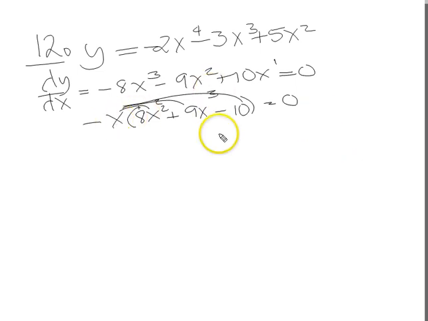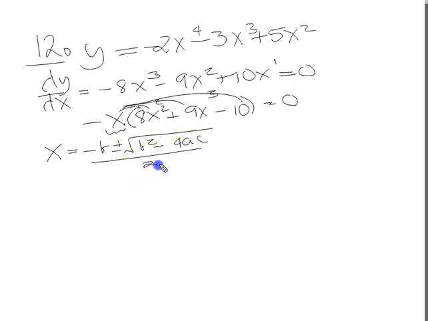Okay, yeah? So straight away we know that a turning point is when x is 0, because when that is 0, 0 times anything is 0. So that's taken care of. Now we've got a quadratic. I'm going to find the roots of this quadratic by writing down the formula.